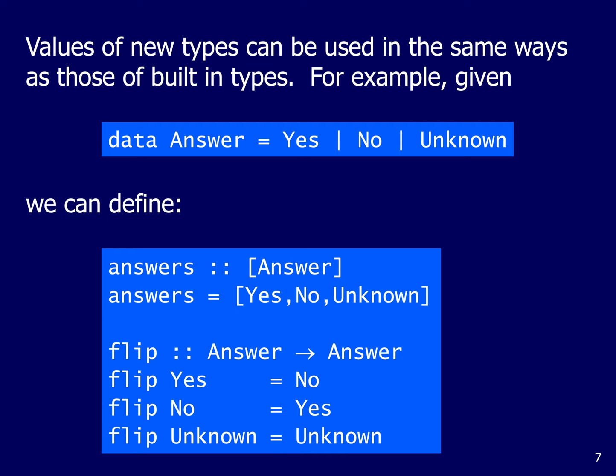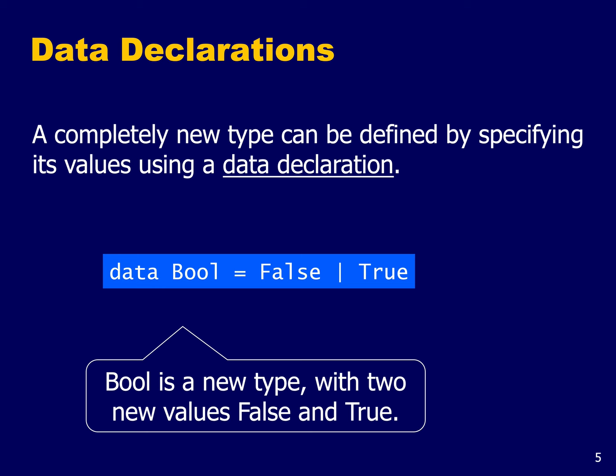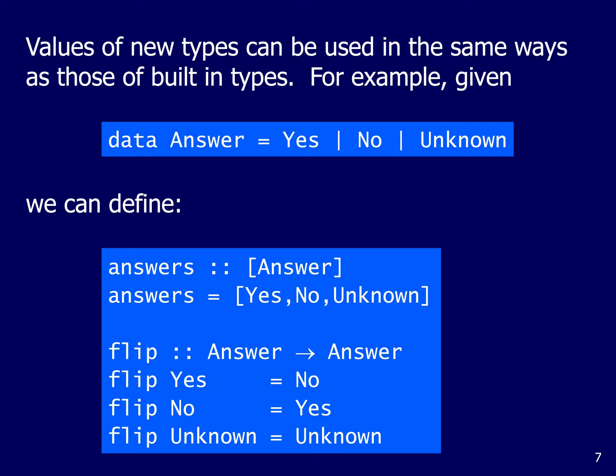An important point to note here is that when we declare data types like these, these words mean something to us. We know what an answer is in English, and we know what yes, no, and unknown mean, but to the system, these words have no intrinsic meaning. It's just the same when we declared the Boolean type. Bool means something to us, and False and True mean something to us, but it doesn't actually mean anything at all to the system. As far as the system's concerned, we could have written data A equals B or C or D. Answer, yes, no, and unknown have meaning to us, but they don't have any meaning to the system. We give them meaning by the functions that we define.